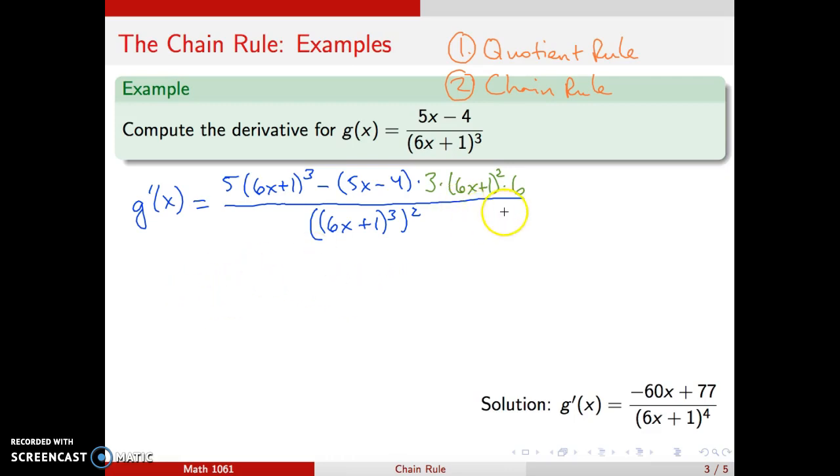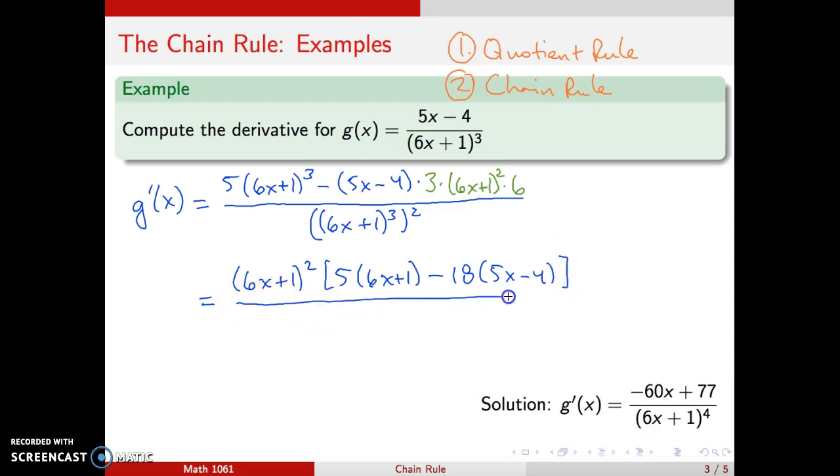So perfectly fine answer, but if I wanted to clean this up just a little bit, I could say I've got 6x plus 1 squared, all that times 5 times 6x plus 1, minus 18, the 3 times 6, times 5x minus 4. So I'm just doing some factoring. I've got a common term of 6x plus 1 squared in both terms in that sum.